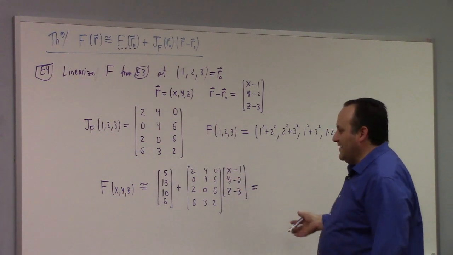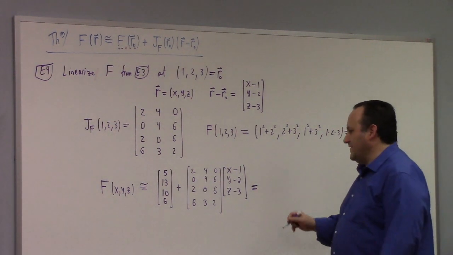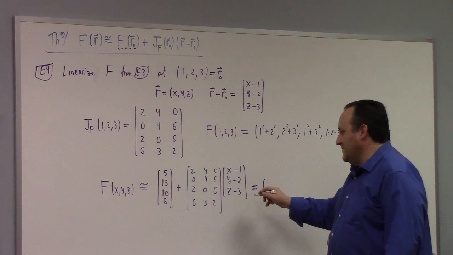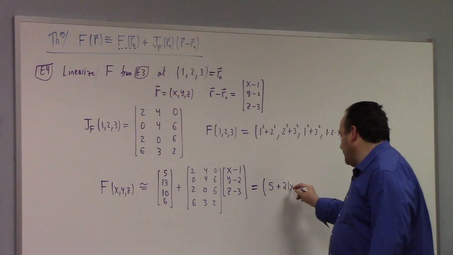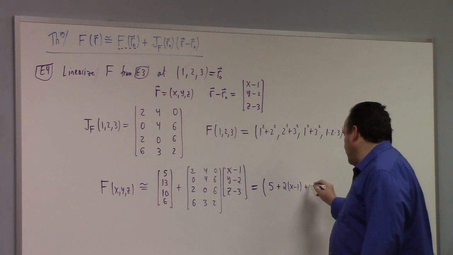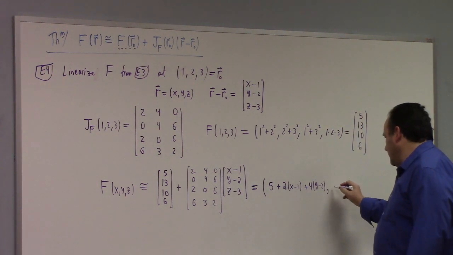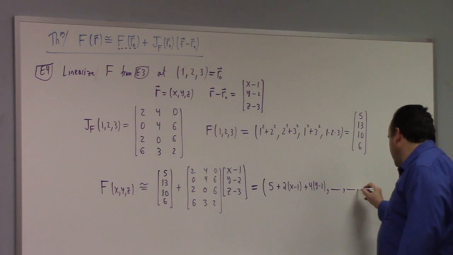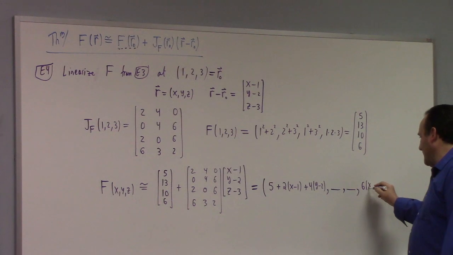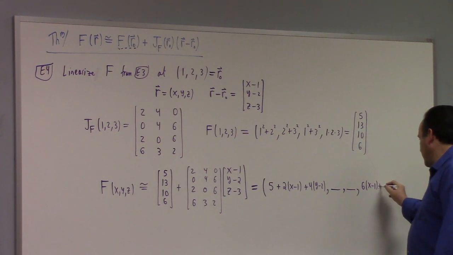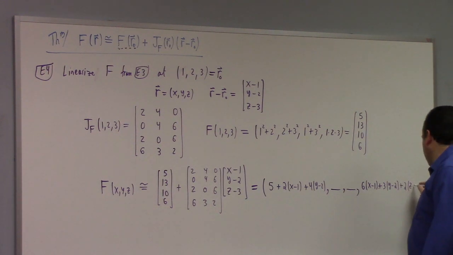All right. Now I could multiply this out. I don't know if that would be helpful or not. I'm not going to, but of course, oh fine, I'll start. So in my other notation, this would look like 5 plus 2 times x minus 1 plus 4 times y minus 2, comma, well, I don't have room to write everything here, so I'll just skip the middle two. And then 6 times x minus 1 plus 3 times y minus 2 plus 2 times z minus 3. Okay, enough of this.